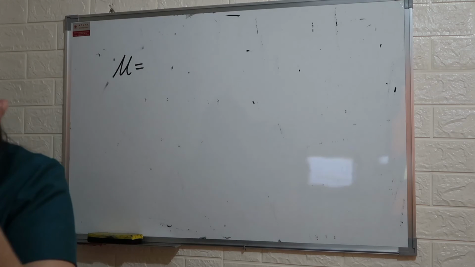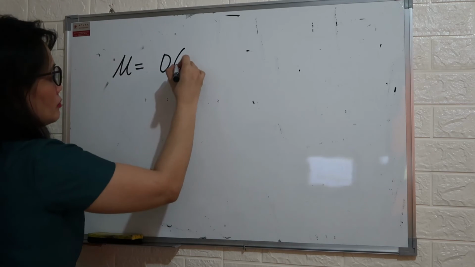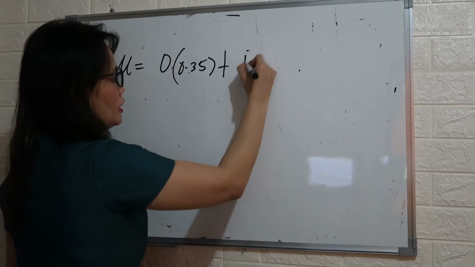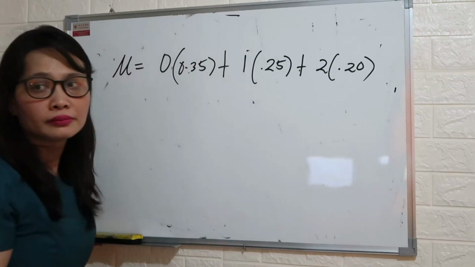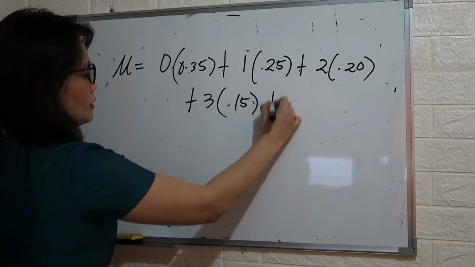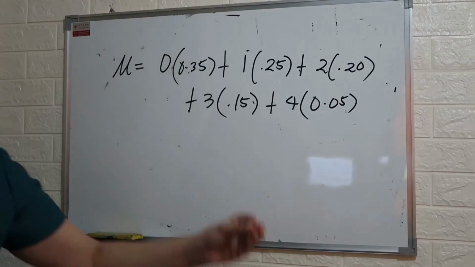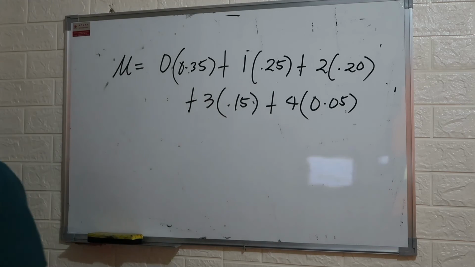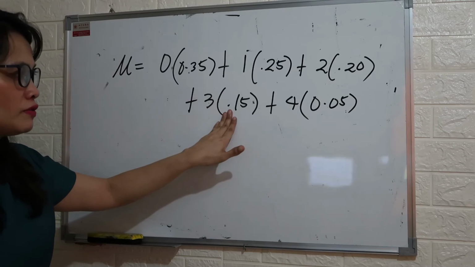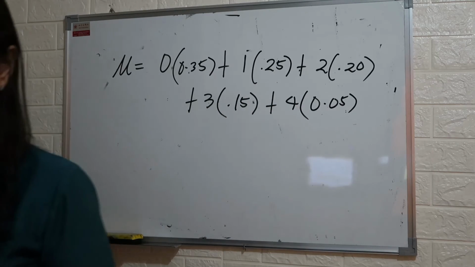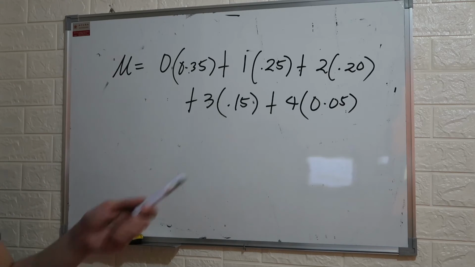How do we solve for the mean? To solve for the mean, just get the product and then add everything. So that will become 0 multiplied by 0.35 plus 1 multiplied by 0.25 plus 2 multiplied by 0.20 plus 3 multiplied by 0.15 plus 4 multiplied by 0.05. So what is the mean? Just get the product and add. What will be the answer? 30 over 10, or 1.3. Okay, 1.3.